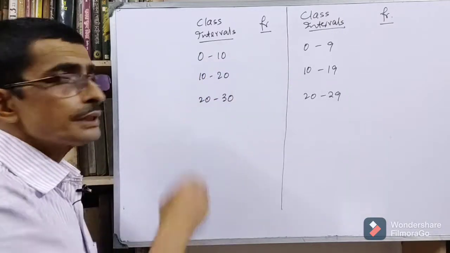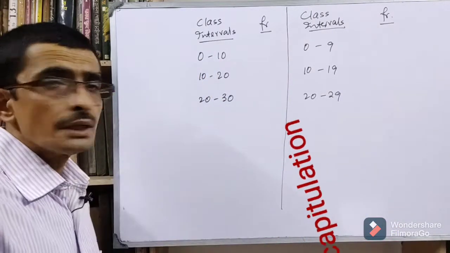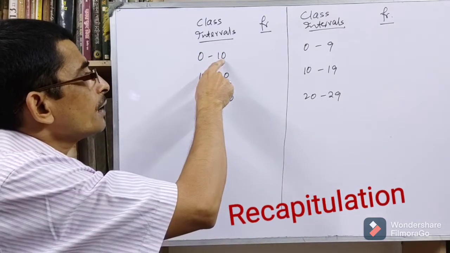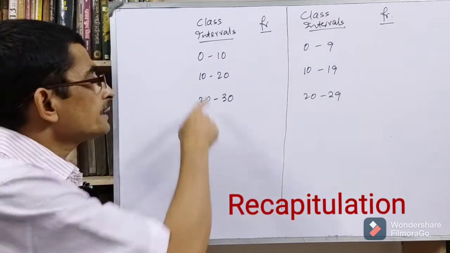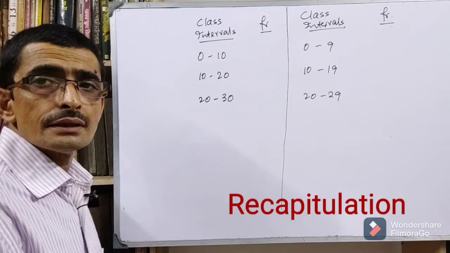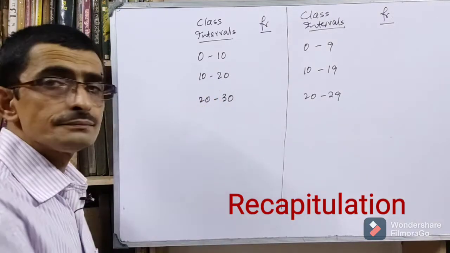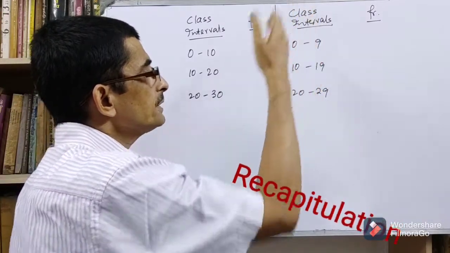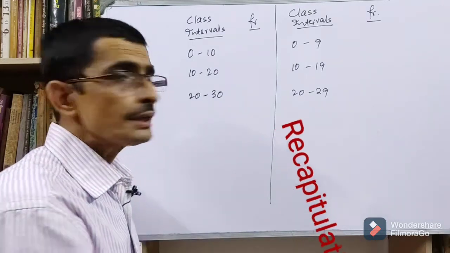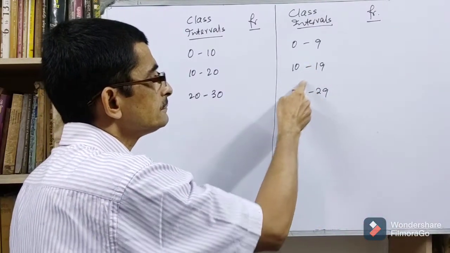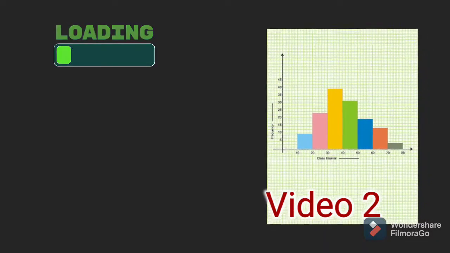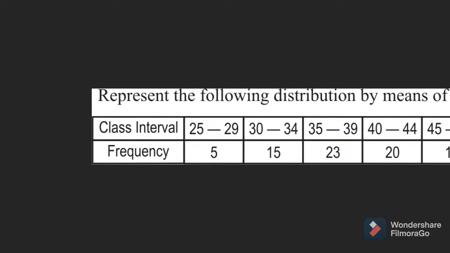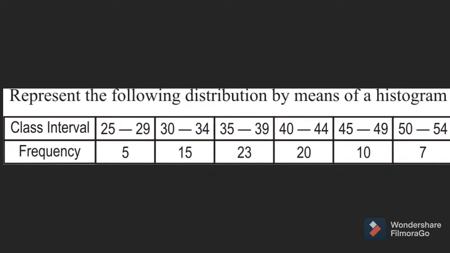Here I have taken two types of data. In the first type, if you watch carefully, the upper limit of the previous class and the lower limit of the following class are equal. Here also. In the second type, the upper class limit of the previous class and the lower class limit of the following class are not equal. This is our question, on the basis of which we will draw the histogram.